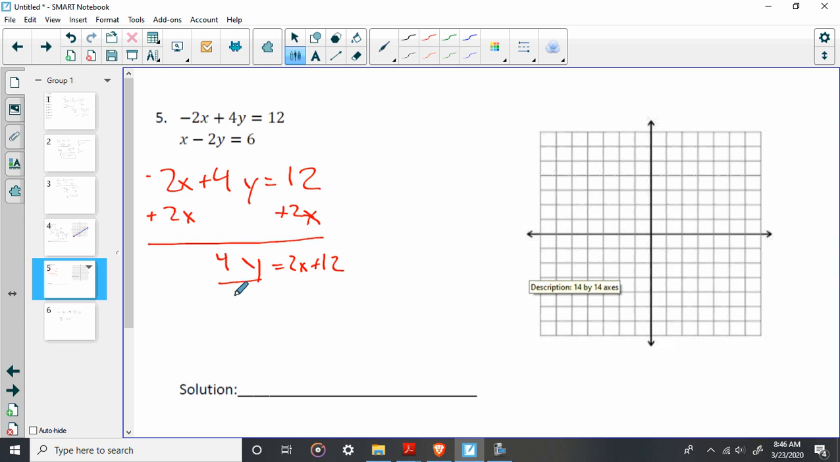We'll divide by 4. We'll have y is equal to, well, 2 over 4 is 1 half. And 12 over 4 is going to be 3. Okay, so where are we starting from? We're starting from 3, and we're going up 1 over 2, up 1 over 2, up 1 over 2. Again, if you guys want to follow the pattern, go ahead and do that. We are going to connect the dots.